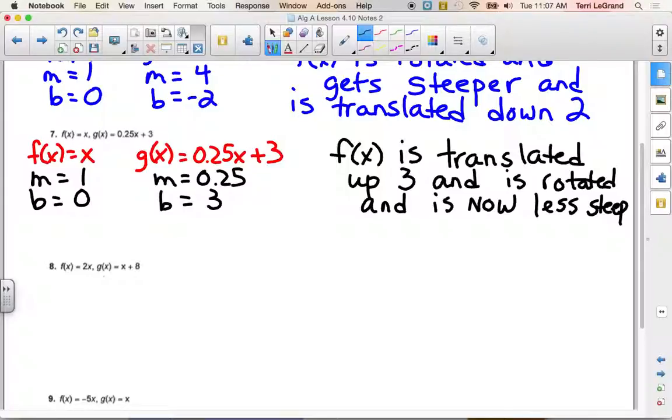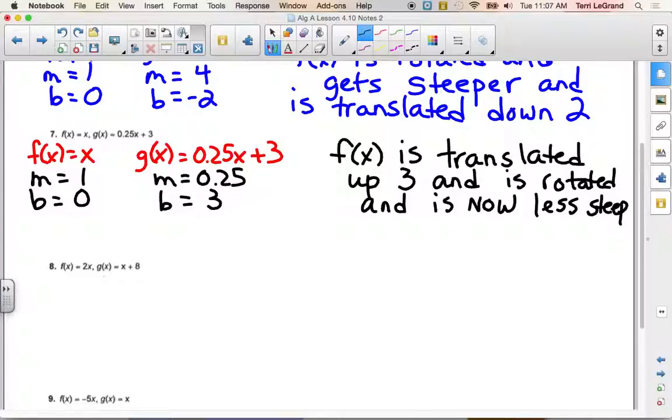It rotated. Why did it rotate? How do we know that? Because of the slope change. Okay. And how do we know that it got less steep? Yeah, 0.25 is less than 1, which was the original slope. So if it gets smaller, then it gets less steep, okay?